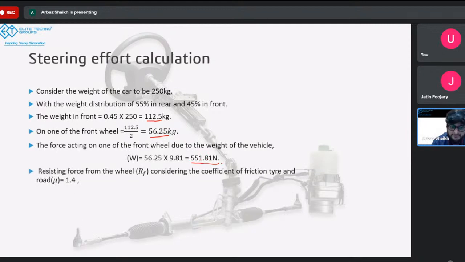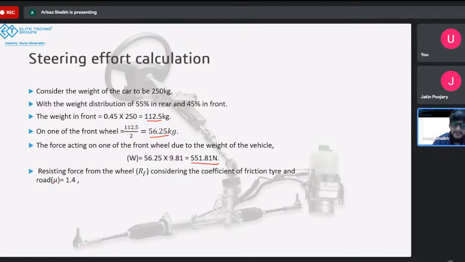And next thing, we can calculate the resisting force which is coming from the wheel when you're trying to turn. Whenever you calculate your steering effort, it's calculated assuming that the vehicle is stationary, because that's when the resistance is most. If you have ever driven a vehicle, you know that whenever the vehicle is stationary, it's difficult to turn your steering wheel compared to when the vehicle is running, right? So we calculate the steering effort for the worst condition, which is when the vehicle is stationary. And we need to calculate what kind of resistance the wheel will be offering. That's what we need to calculate, right?